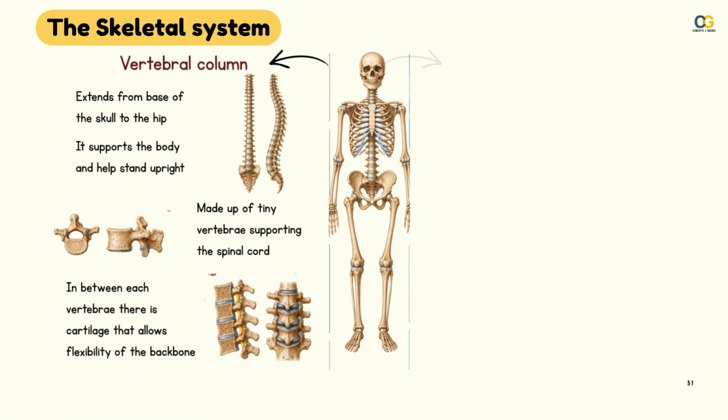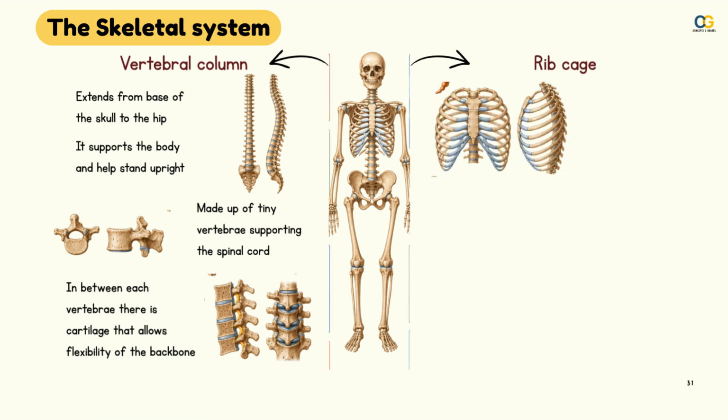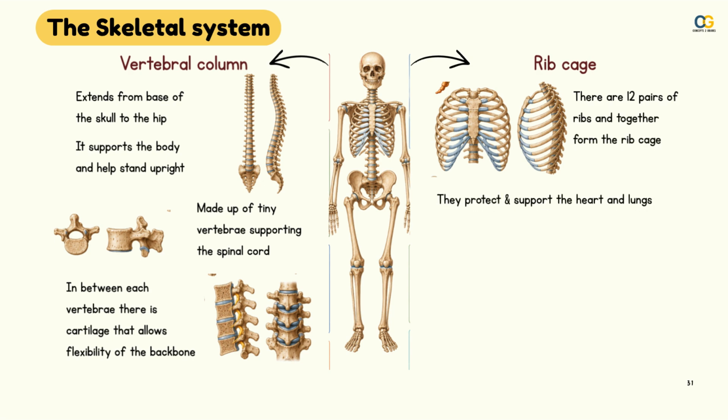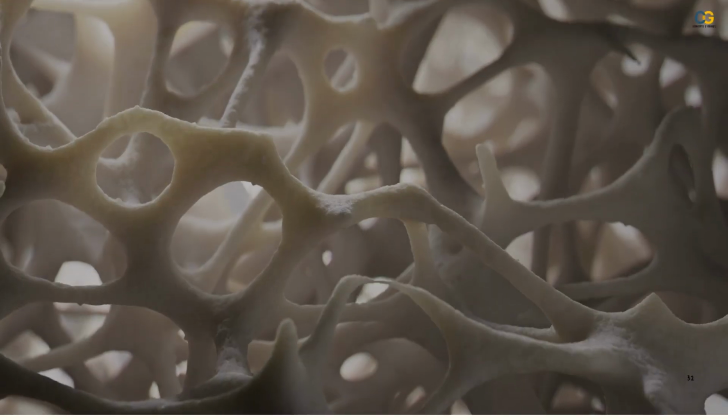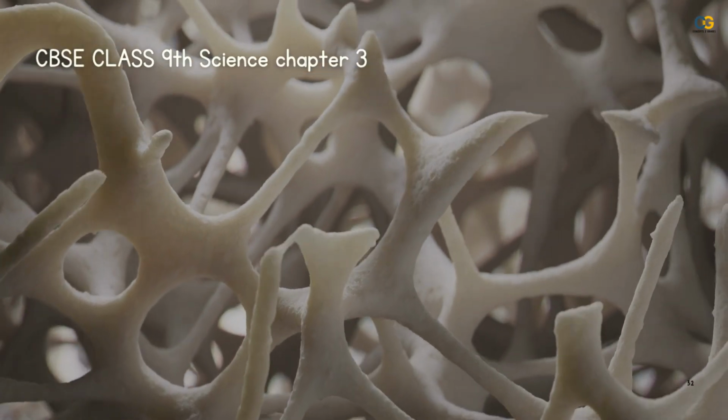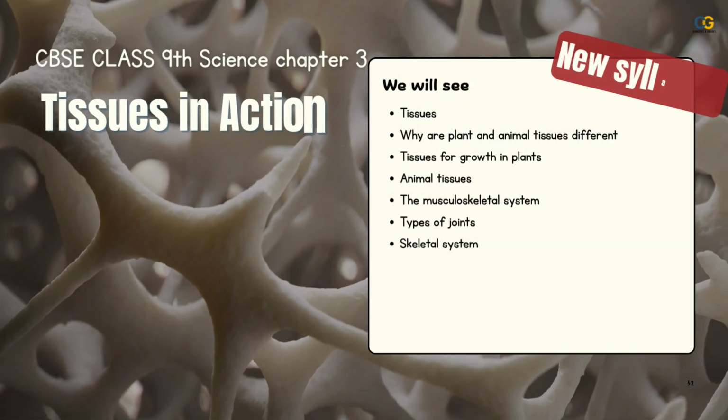And in the front, we have the rib cage, where we have 12 pairs of ribs together to form a rib cage. They protect and support the heart and lungs. The ribs are joined to the backbone and sternum by flexible cartilage that allows these ribs to expand and contract during breathing. This completes the chapter Tissues in Action from the CBSE 9th textbook.